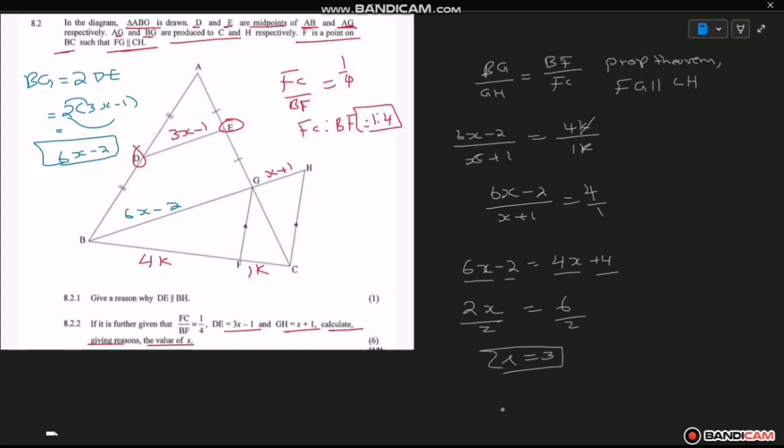Then we can check whether this answer is accurate, since we know that BG must be 2 times DE, by the midpoint theorem. Therefore, DE equals 3 times 3 minus 1, which is 8. Then BG is 6 times 3 minus 2, which is 18 minus 2, giving us 16, which is 2 times DE. So our answer here is correct.